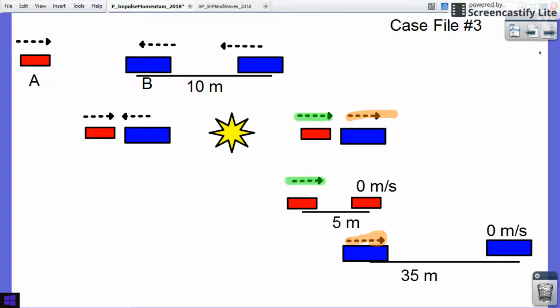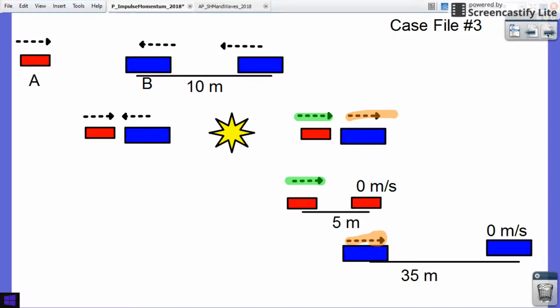Step 2. Do some friction stuff using 0 meters per second and 5 meters to find the velocity before the braking. The velocity of A before the braking will be equal to the velocity of A after the crash. We'll use it again later.